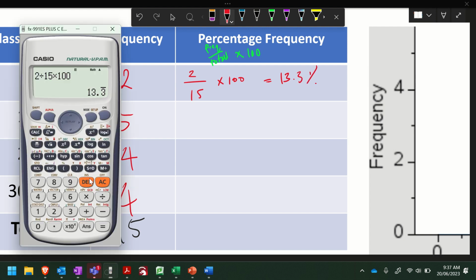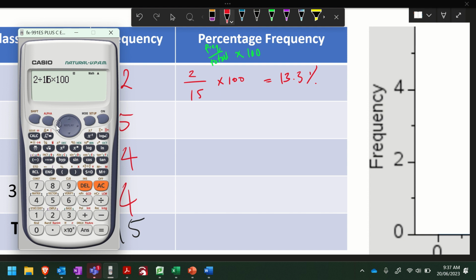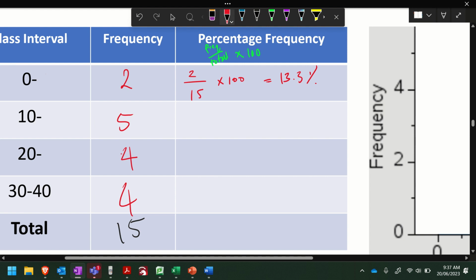Next one, same thing, but we're at 5 this time. So 5 divided by 15. That should be 33, I think. So again, you don't have to technically show the working out. It's okay. 33%.